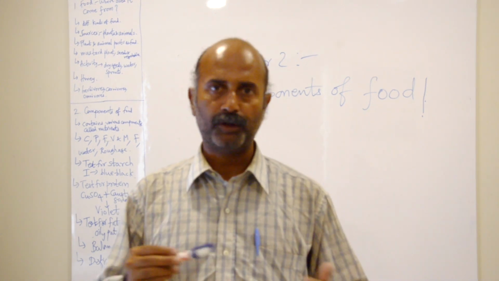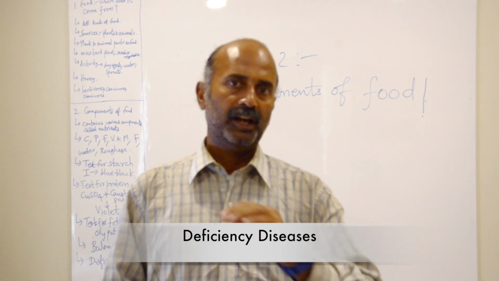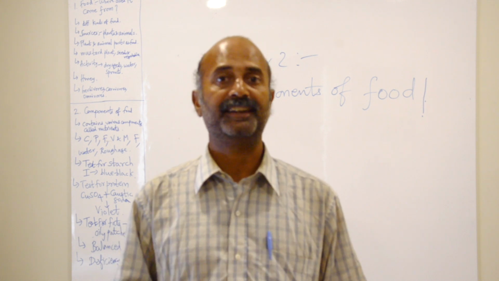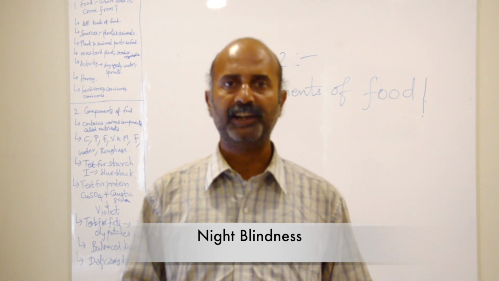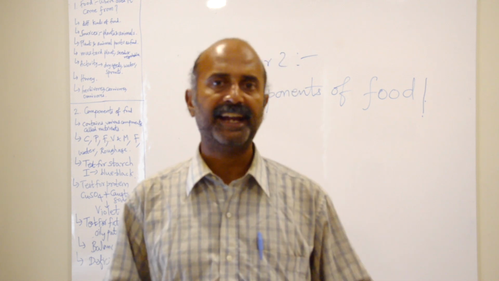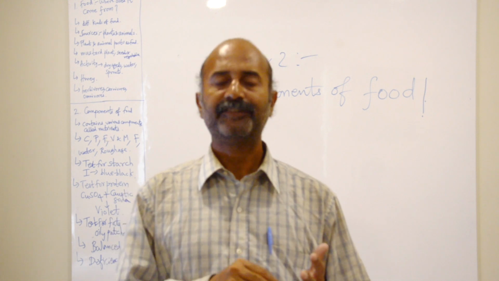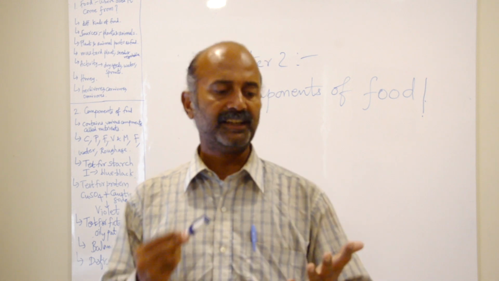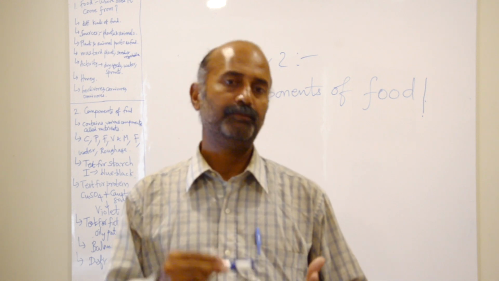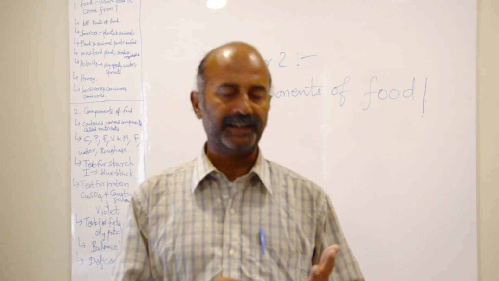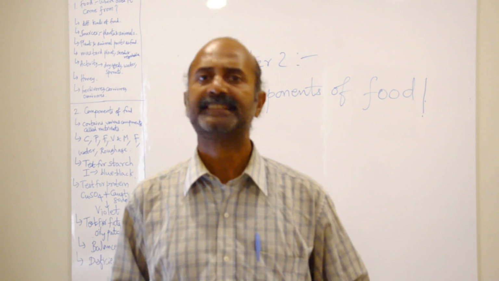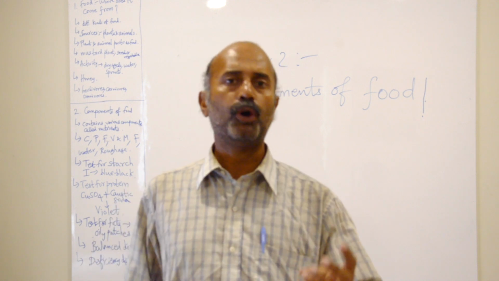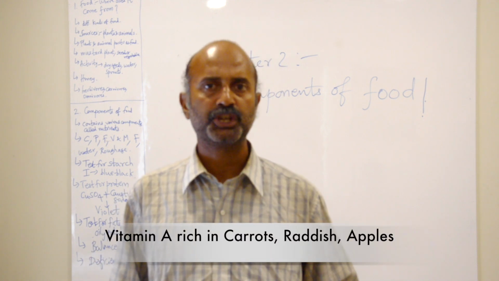We come to the final topic of this chapter, which is deficiency diseases. When there's a deficiency of vitamin A, we get a disease known as night blindness. Like I mentioned earlier, vitamin A is absolutely important for proper eyesight and also for proper skin care. So if there's a deficiency of vitamin A, naturally it will affect the eyes mainly and also the skin. So you will get loss of vision and skin diseases. People who have night blindness cannot see properly after sunset.